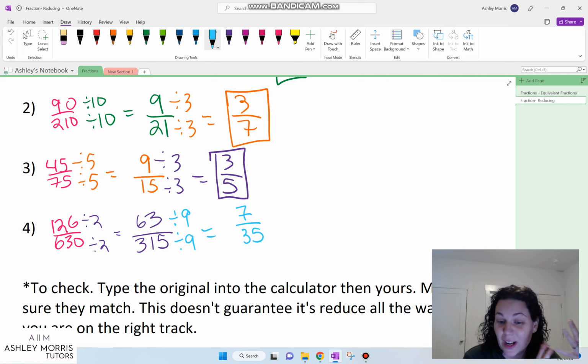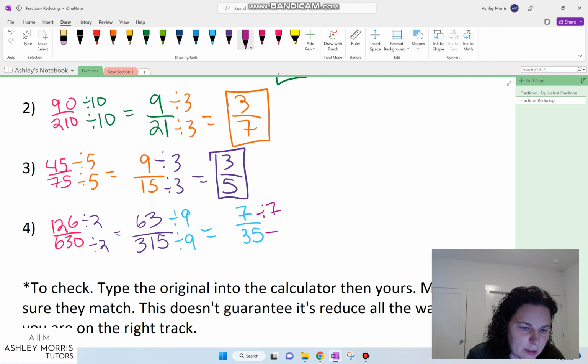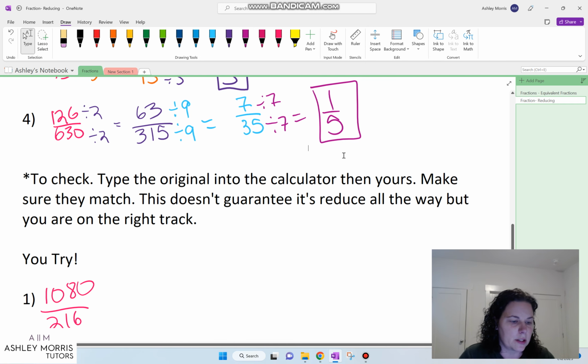So I'm running out of ideas. But the top is divisible by 7, right? 7 divided by 7, and 35 is divisible by 7. Let's do that. Get a different color. Divide by 7. 1 over 5. Ta-da! We did it. Simplest form, lowest terms.